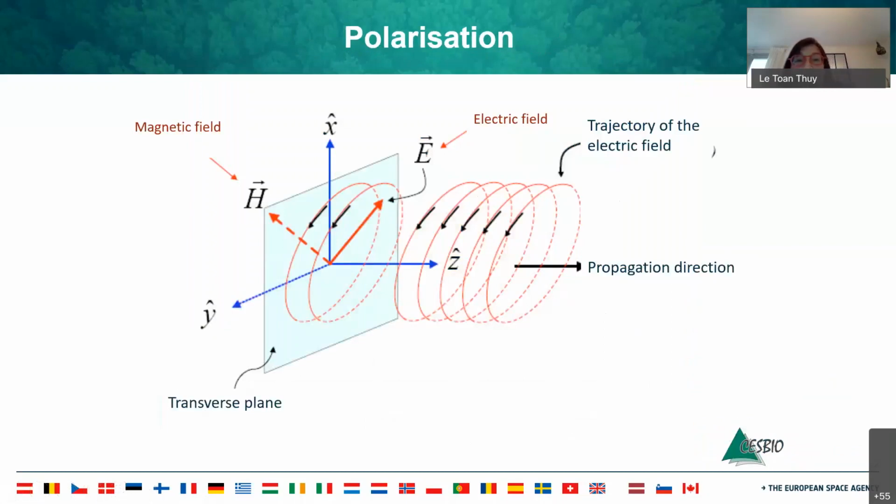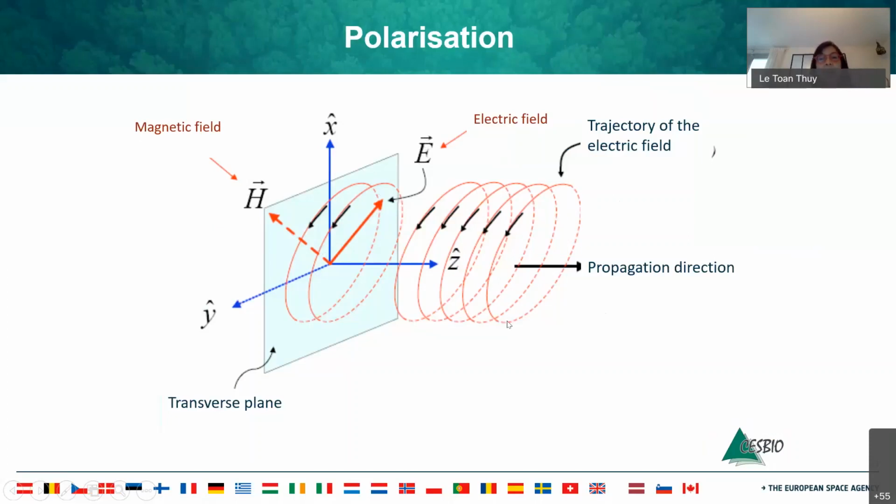And the polarization is what we are about here. It shows you transmit the wave in this direction, the propagation direction, and here is the transfer plane, and here you have the electric field and the magnetic field. So follow the electric field, E arrow, and the way it goes on that side, like this, and the trajectory of the electric field.